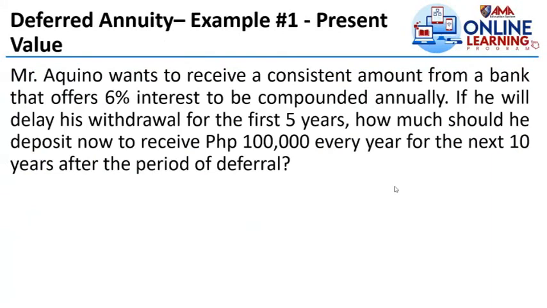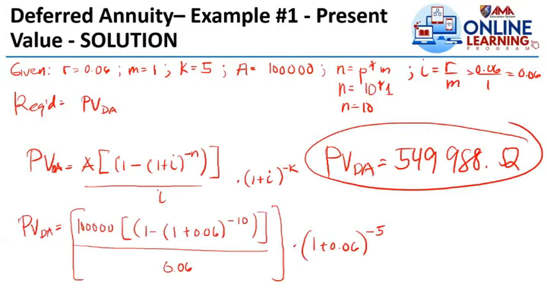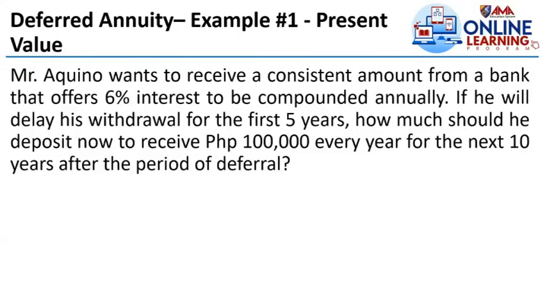So Mr. Aquino wants to receive a consistent amount from a bank that offers 6% interest to be compounded annually. If he will delay his withdrawal for the first 5 years, how much should he deposit now to receive 100,000 every year for the next 10 years after the period of deferral? So makaka-receive siya ng 100,000. So isa-isay natin, no? Yung given natin is 6% interest compounded annually. So 0.06. So ang M natin is 1, compounded annually eh. So 1 lang yung M.